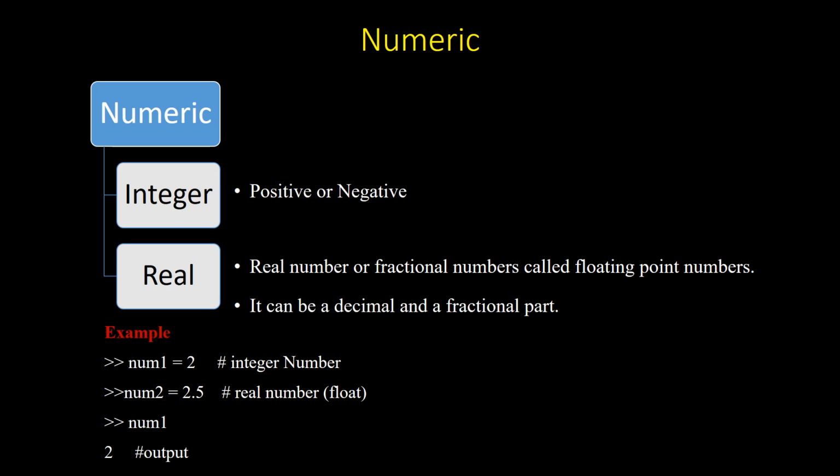In the example I have given, for num1 we have assigned a value of 2. It is an integer value, whereas in num2 I have assigned a value of 2.5. It is a floating point type. When I print num1, it displays the output as 2.